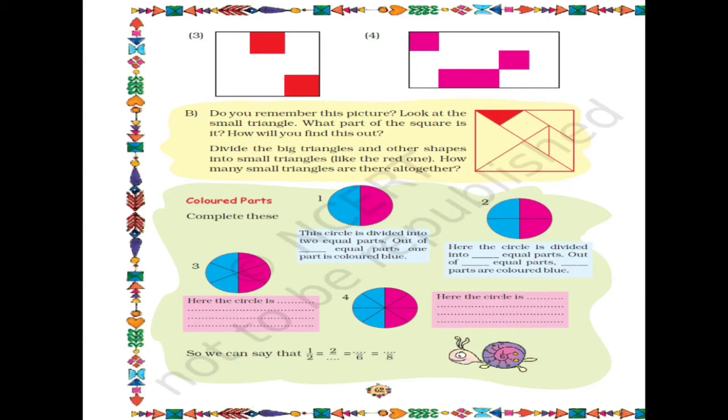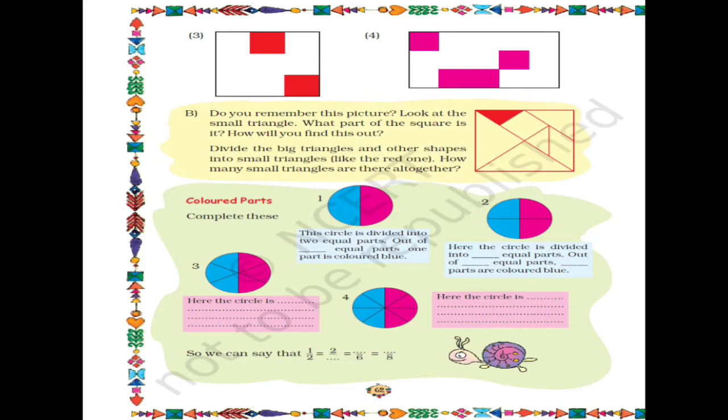Next question, let's read. Here the circle is divided into blank equal parts. Let's count how many equal parts there are. 1, 2, 3, 4. 4 equal parts are there. So in this blank you will write 4. Out of blank equal parts, blank parts are colored blue. Here you will write 4, because there are a total of 4 equal parts. Among the 4 equal parts, how many parts are colored blue? In the next blank you will write 2, because 1 and 2 parts are colored blue.